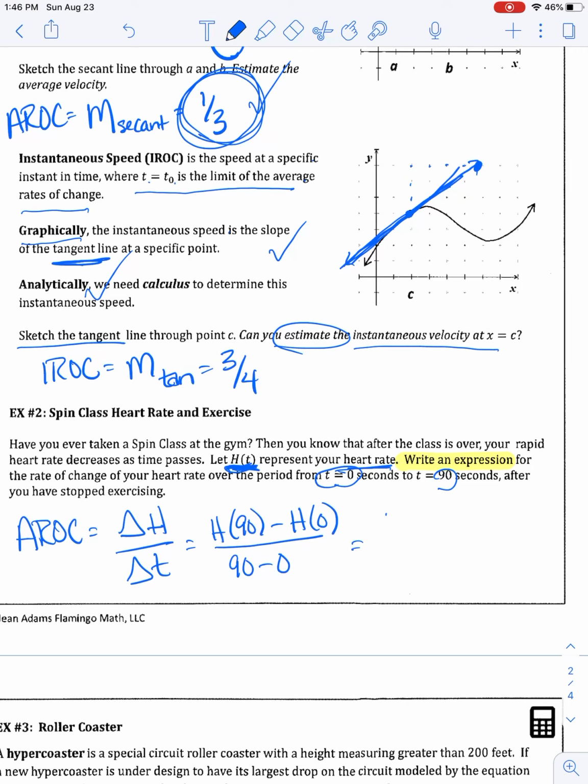So then the only thing you can do to clean this up is on the bottom. 90 minus 0 is 90. So there you go. There is an expression that represents the rate of change of your heart rate over the period from 0 seconds to 90 seconds after you have stopped exercising. So again, this was a rock.